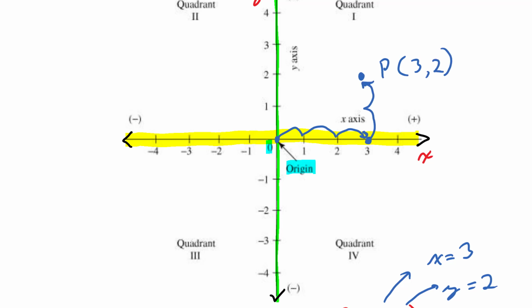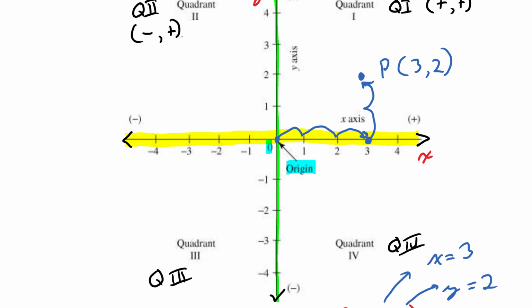Notice we have 4 different regions on this graph. We have quadrant 1, sometimes known as Q1, quadrant 2, Q2, quadrant 3, Q3, and quadrant 4, Q4. Some things you can say about these quadrants is that in quadrant 1, your x value and your y value will both be positive. In quadrant 2, your x value will be negative, but your y value will be positive. In quadrant 3, x value is also negative, and y value is negative. Finally, in quadrant 4, your x value will be positive, and your y value will be negative.